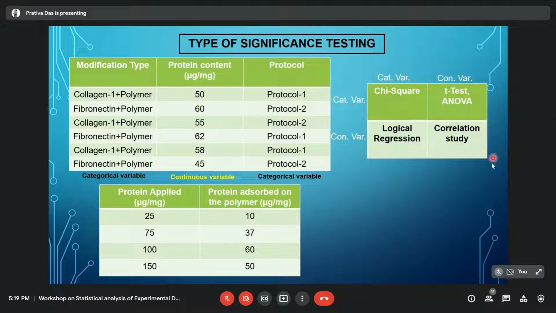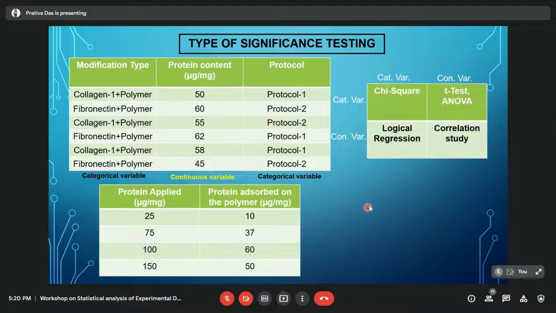So this table is highly representative and used by statisticians to study which type of test they want to go for. So here it is saying categorical variable, continuous variable, and this is categorical variable, continuous variable. If you have two or more continuous variables and you want to see the relationship between them, like here you want to see the protein you applied against the protein absorbed in the polymer, whether it is directly proportional, whether there is any relationship present or not, then you should go for a correlation study, also known as Pearson's correlation study.